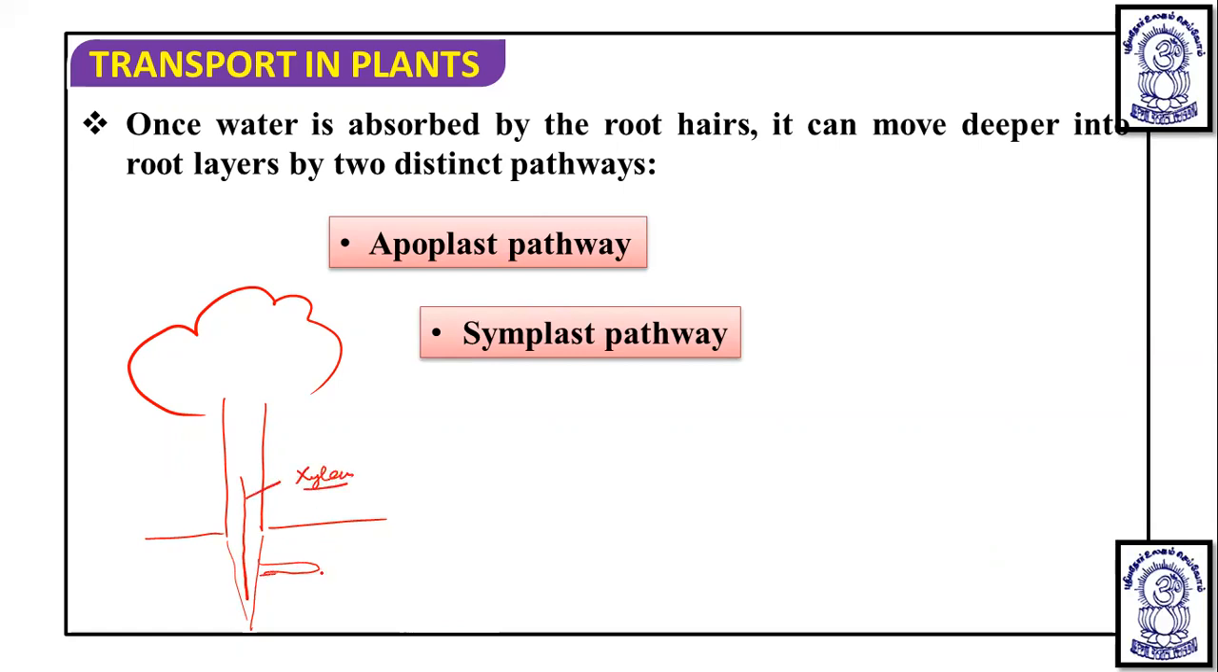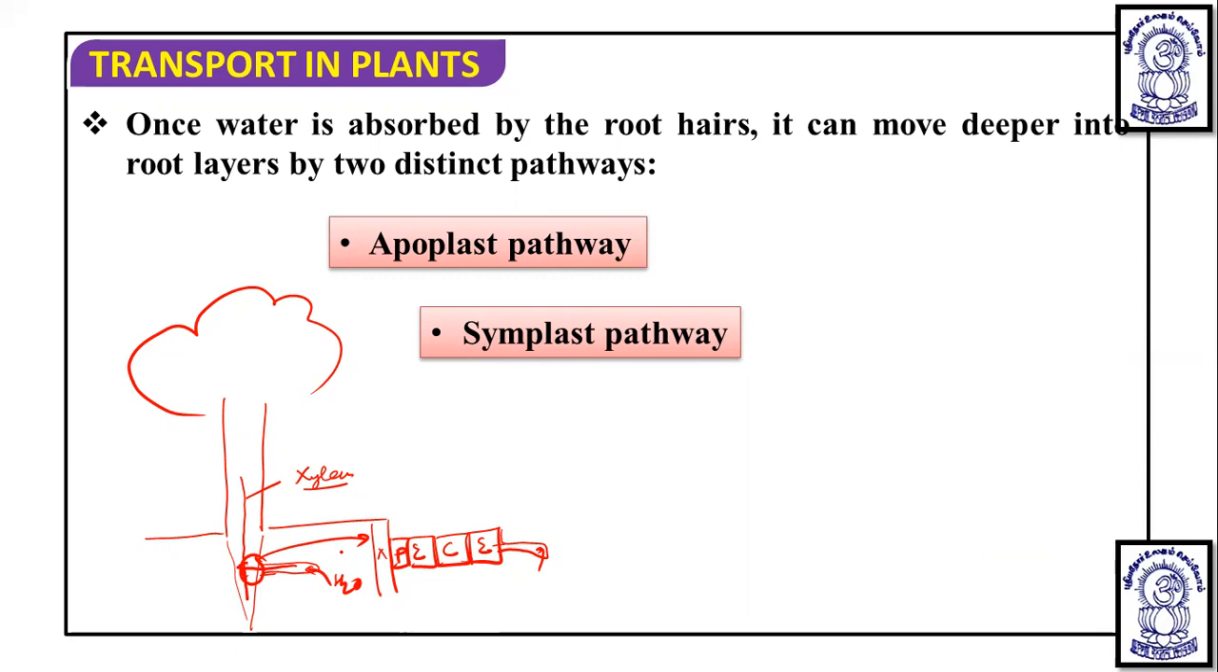So now if this is a root hair, water reached from here has to be transported through this up to the root hair, and here it has to cross several layers. When it crosses the several layers to reach the xylem, it has to cross the epidermis, cortex, endodermis, and pericycle. And when these four tissue layers are crossed, then it will reach the root xylem.